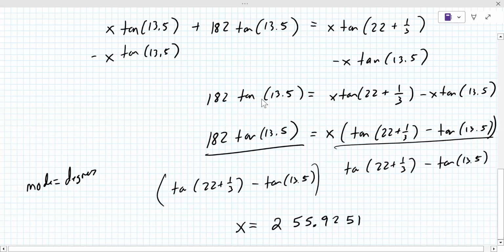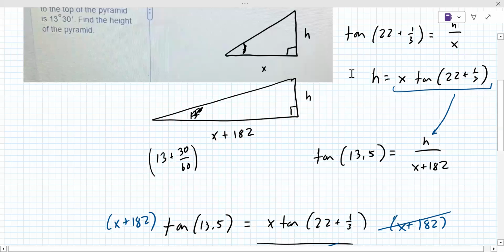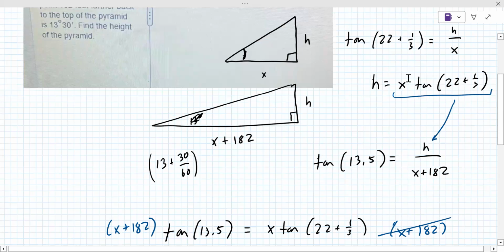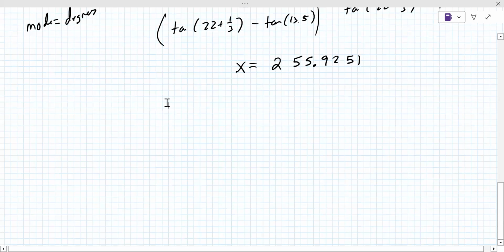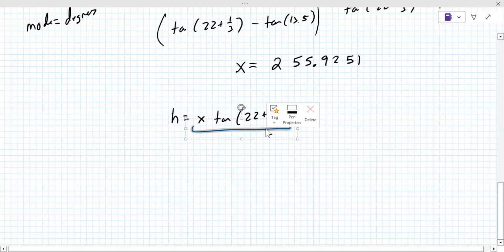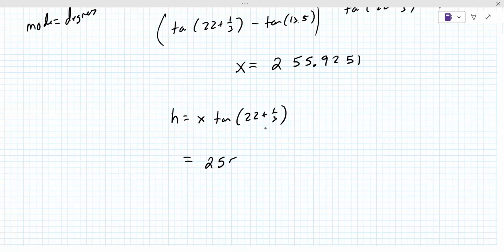They want the height. If you go back, I know we did a lot of algebra there. They want the height. The height is that number you just found times the tangent of 22 and 1/3. So you have to actually go back to this equation and use it down here with your x value. So your height is this number you just found times the tangent of 22 plus a third.